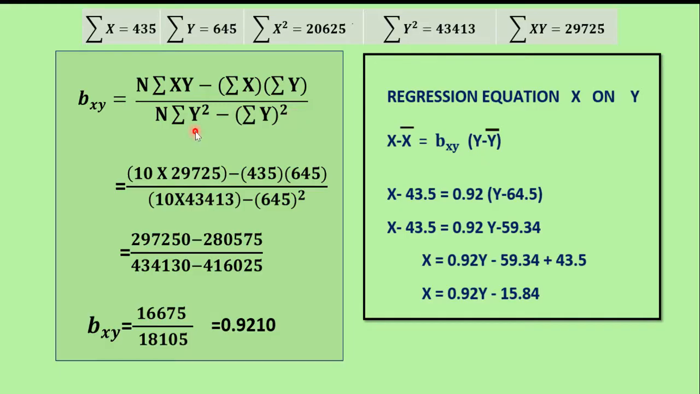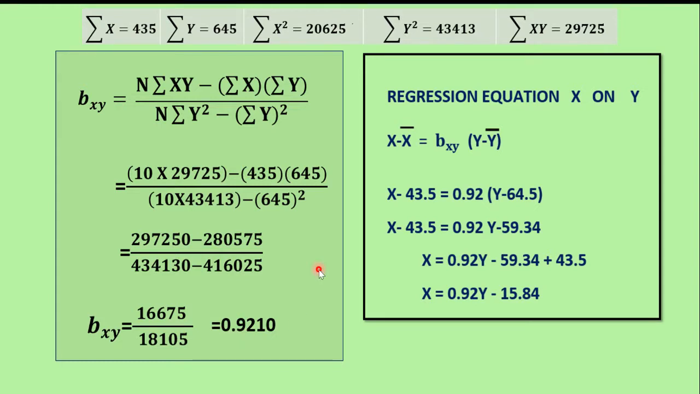Okay, there is a difference. Don't confuse and give different values. Summation y square is 43413. Summation y the whole square is 645 square. Then you have to substitute all these things. You can use the calculator for this. Then finally you can find out the answer. So b of xy is equal to 16675 divided by 18105. That is equal to 0.9210.